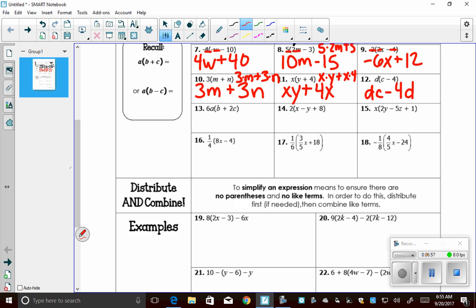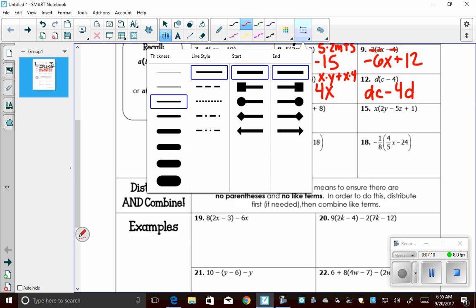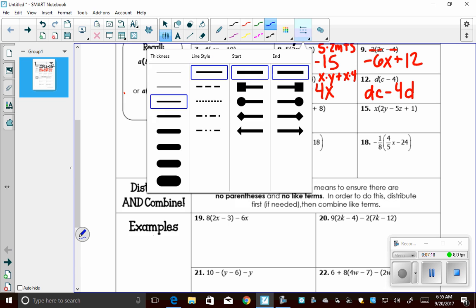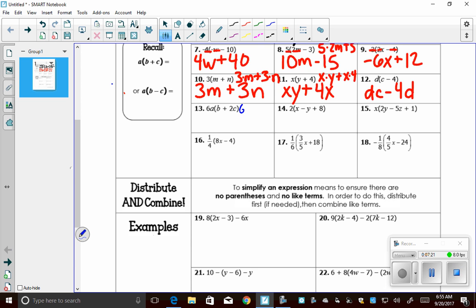13. 13 says 6a, parentheses, b plus 2c. Okay? 3 variables. But you still do it the same way. It doesn't ever really change. So really it's going to be 6a times b plus 6a times 2c.